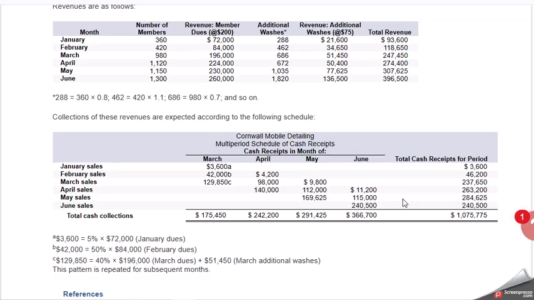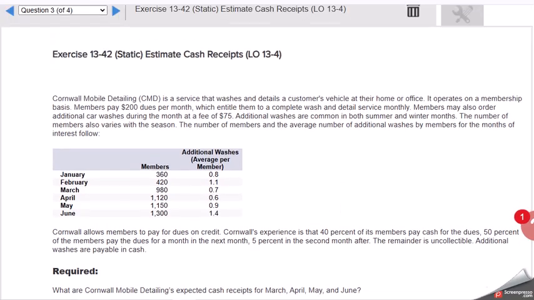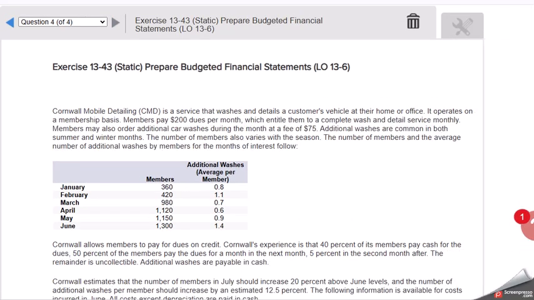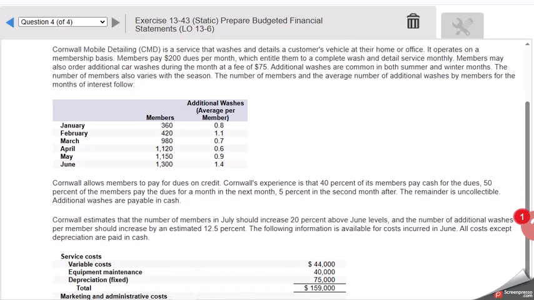So then we've mapped it out again by month. So March, you'd have that total, April, that total, May, that total, and June, that total. And then we would use that to do our cash budget and compare that to costs that were coming out. Okay, then preparing our budgeted financial statements.